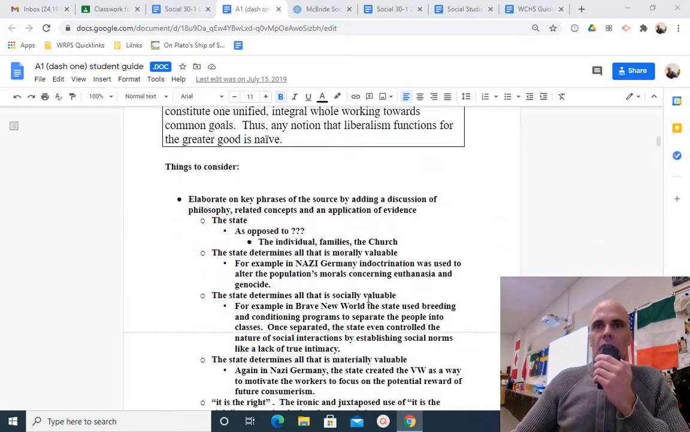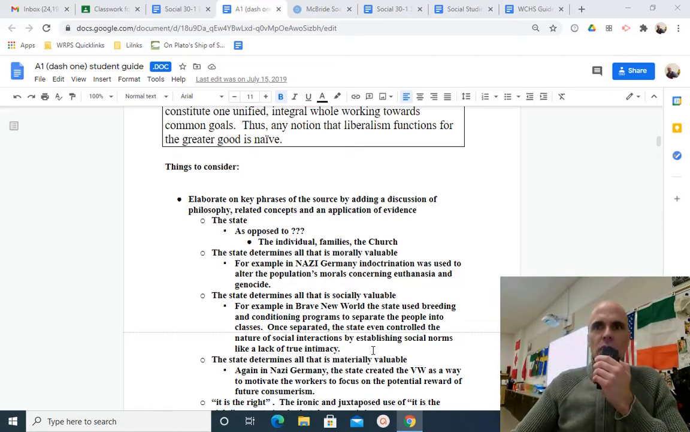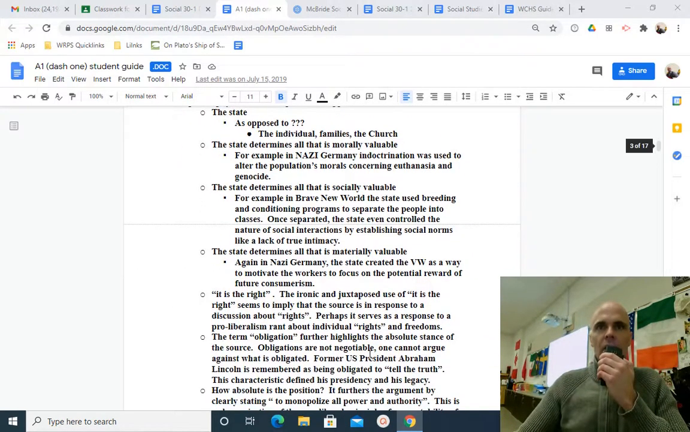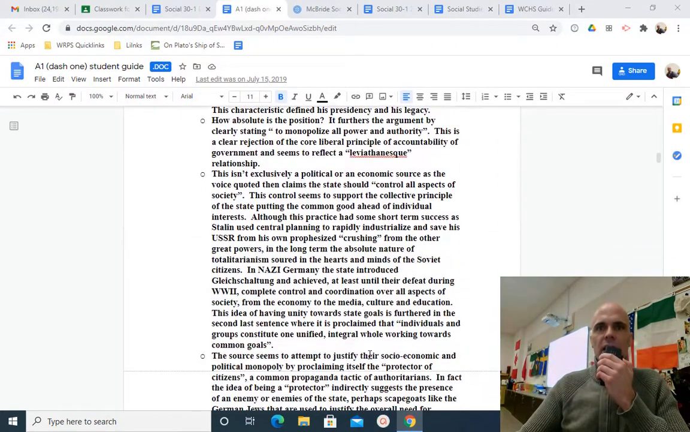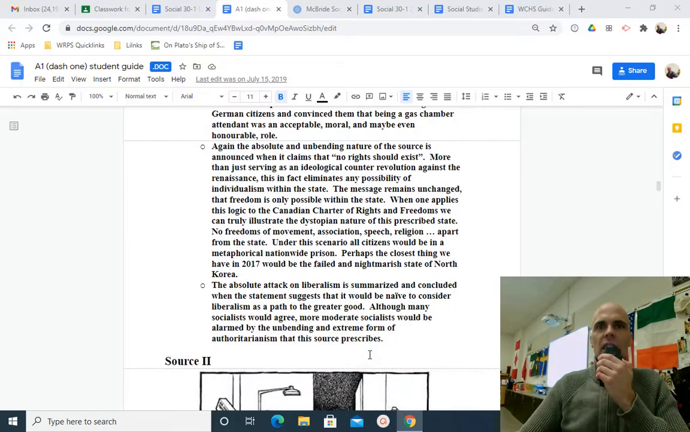The state determines all that is socially valuable. We can also offer evidence like Brave New World as a possible application of the theory that's being offered in the source. For in Brave New World, the state uses selective breeding and social conditioning programs to separate the people into classes. Once separated, the state even controls the nature of social interactions by establishing social norms that lack a true sense of intimacy. The state determines all that is materially valuable. So we have to break the language down. It's that key step that we saw in an A1 that we're also seeing here in an A2.